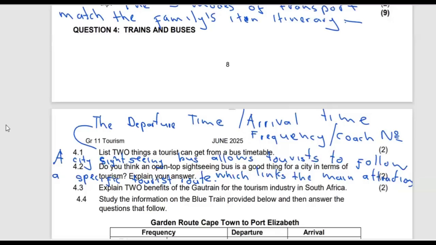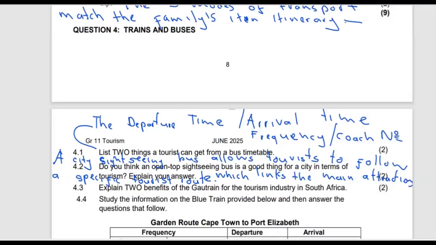Plus, in addition to that, usually there are tour guides on the city sightseeing bus. So those tour guides usually provide commentary or detailed explanations about the trip itself.